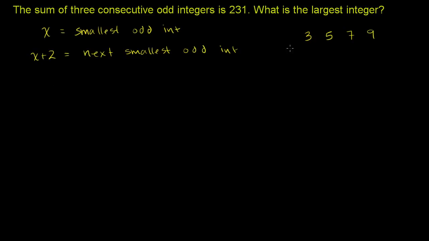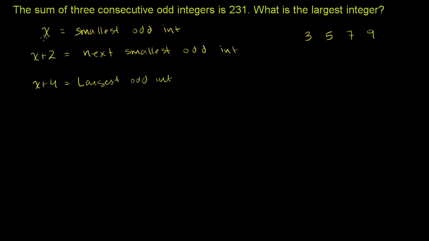Well, we're going to add 2 to this one, right? So it's going to be x plus 4. Think about it. If the smallest is 3, then we have x plus 2, which is 5. And then you have x plus 4, which is 7. So this will be the largest of the consecutive odd integers in this group. And they tell us that the sum of these consecutive odd integers is 231. What is the largest integer?